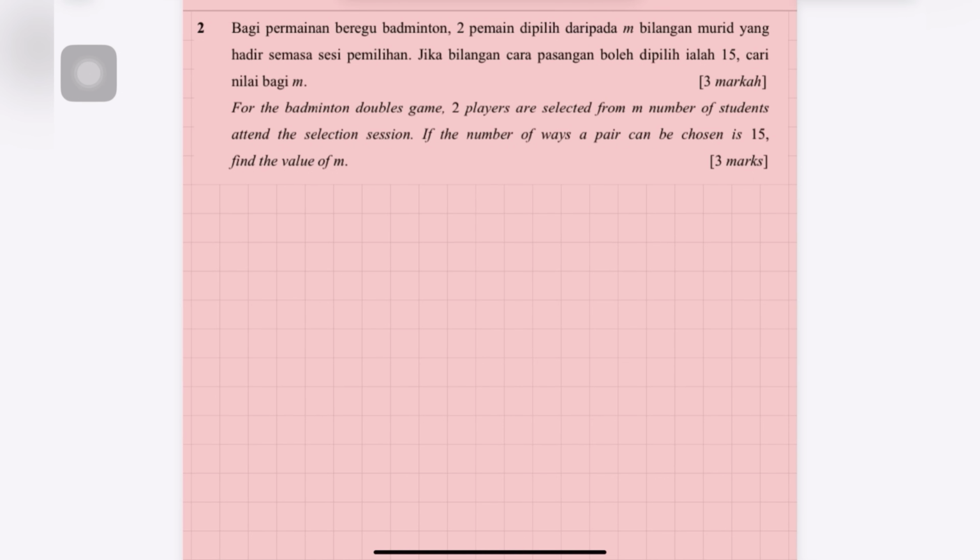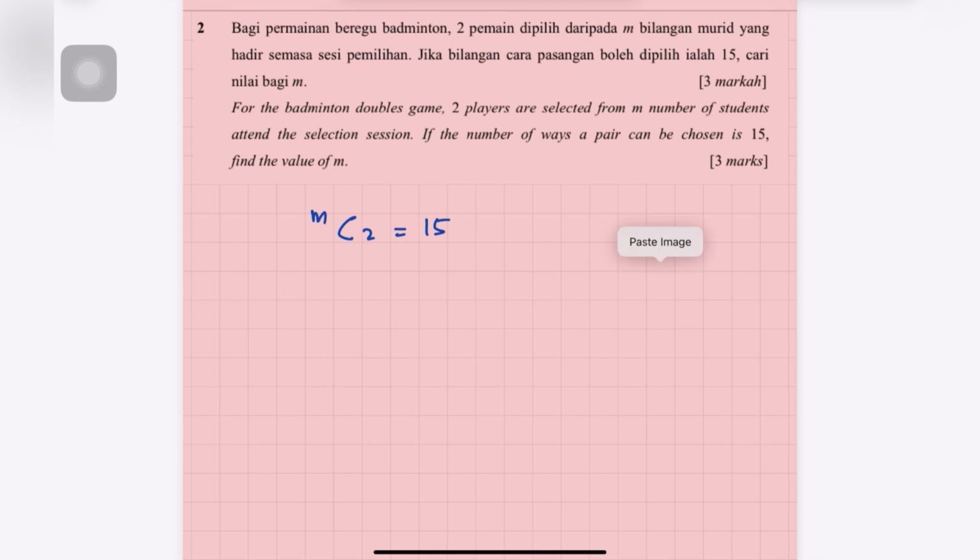Number 2. For the badminton doubles game, 2 players are selected from m number of students who attend the selection session. If the number of ways a pair can be chosen is 15, find the value of m. Okay, so here we can use combination. We have m number of students attending the session, so m choose 2, and this equals 15.